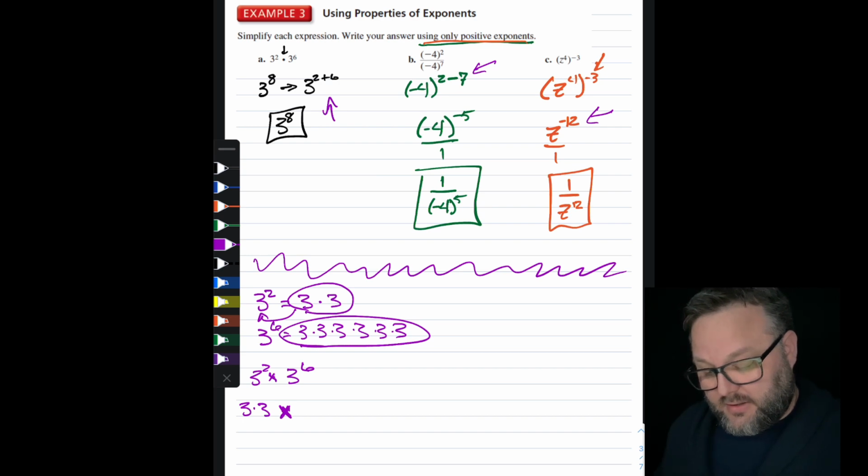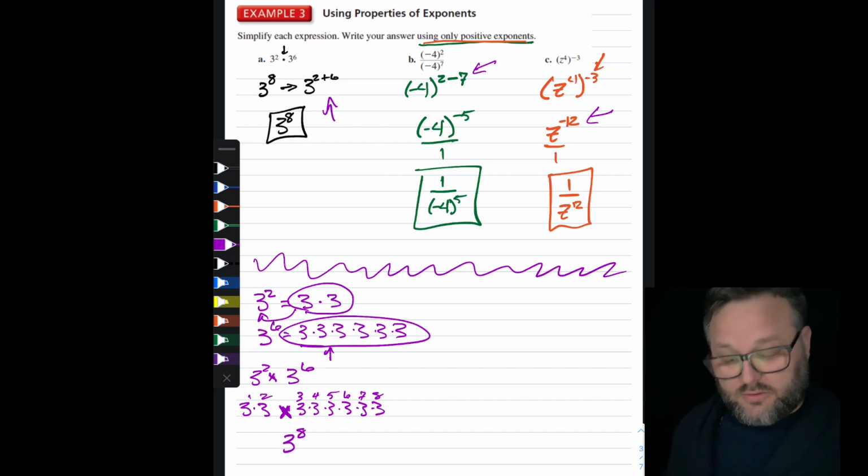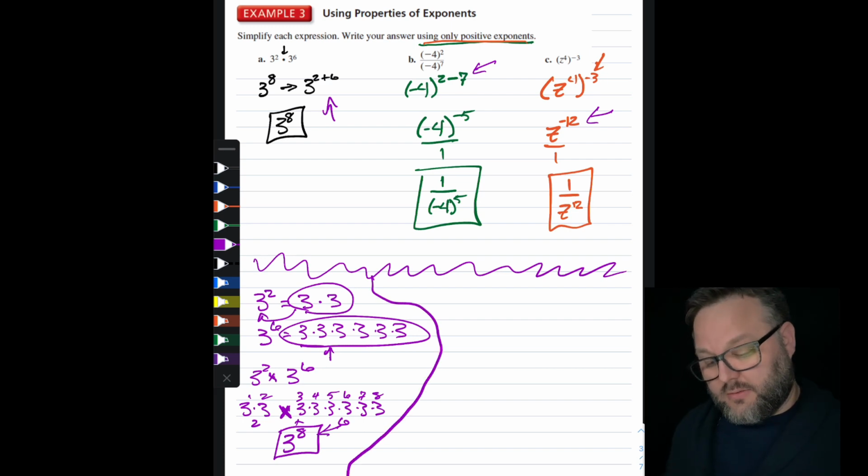So then I'm going to take this group right here and say 3 times 3 times 3 times 3 times 3 times 3. And then I just have to count it, because since they're all multiplying, this has to translate to the same thing as 1, 2, 3, 4, 5, 6, 7, 8. So I have 8 3s being multiplied, and that's how I got there. So the shortcut was we could sit there and say, well, we have 2 here and 6 here, and adding those together became our 8, okay? So the same thing happens for division.